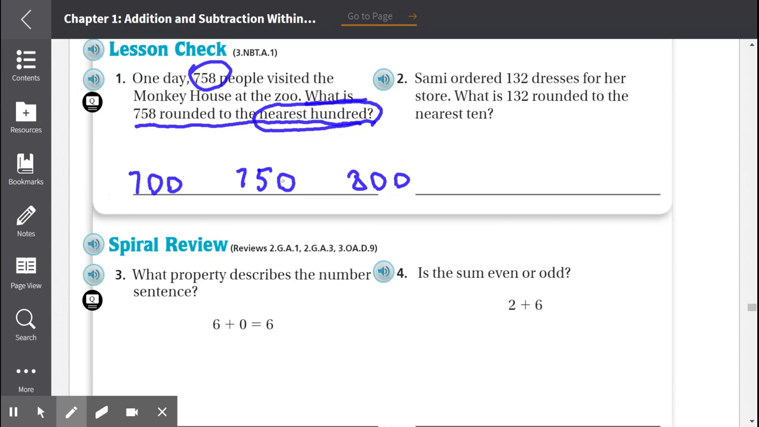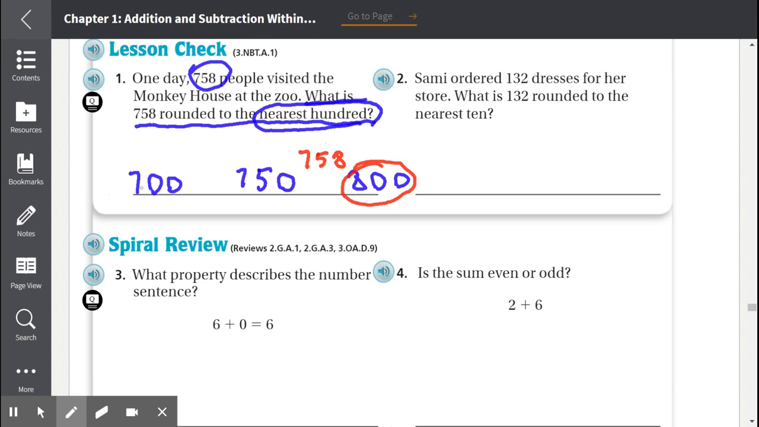Now, let's see where we can locate and label 758. So 758 would be between 750 and 800. So 758 would be right around here. Oh, let me change the color. So let's get 758 in red. So 758 would be right here. So that means it is closer to 800 than it is to 700. So 758 rounds to 800.